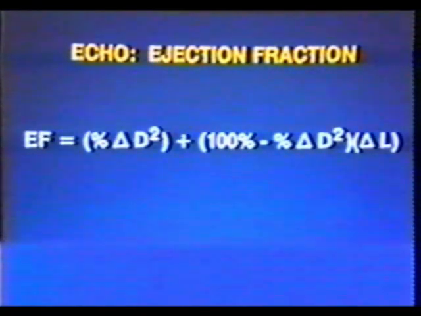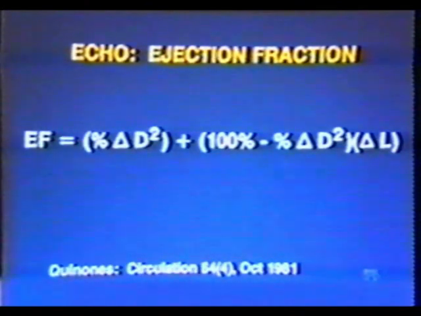We still prefer to use the method described by Dr. Quinones and his colleagues. The bulk of the ejection fraction is determined from the fractional shortening of the square of the minor axis, to which is added the component for shortening of the long axis.